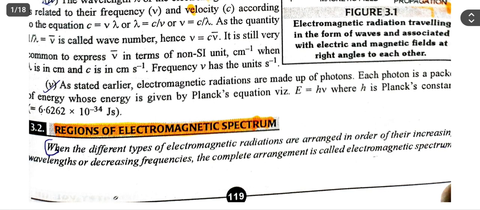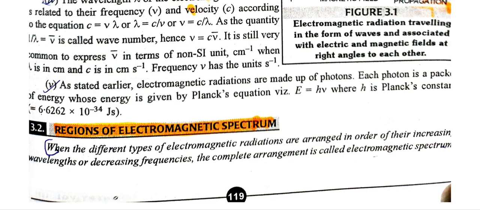As stated earlier, electromagnetic radiation is made up of photons. Each photon is a packet of energy whose energy is given by the Planck equation, E = hν, where h is Planck's constant. 6.6262 × 10^-34 joule second is the value of it.